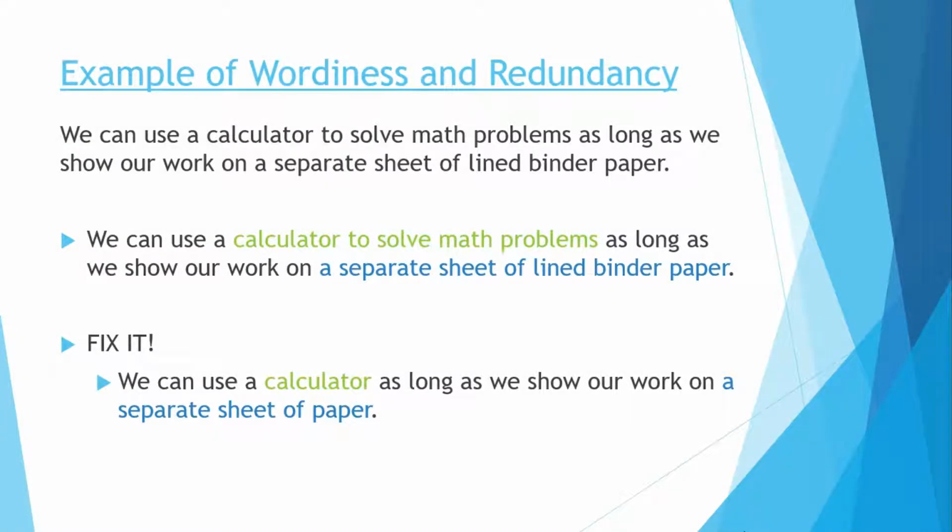Here's a somewhat common example of wordiness and redundancy. We can use a calculator to solve math problems as long as we show our work on a separate sheet of lined binder paper. So I've identified the examples of wordiness and redundancy in green and blue. If we look, we see calculator to solve math problems. Now, calculator does solve math problems, so we're defining a commonly understood term. And also, separate sheet of binder paper there in blue are expressing the same idea. So we could fix it by eliminating some words here. And if it's fixed, it can read as, we can use a calculator as long as we show our work on a separate sheet of paper.